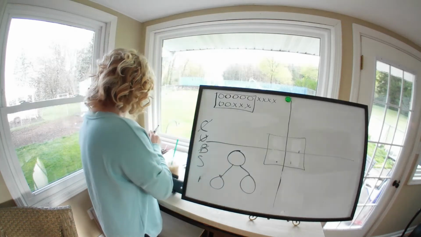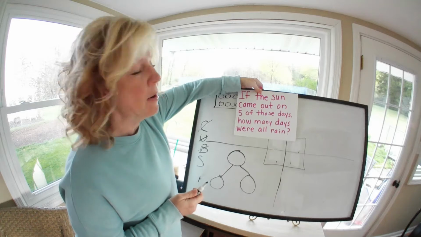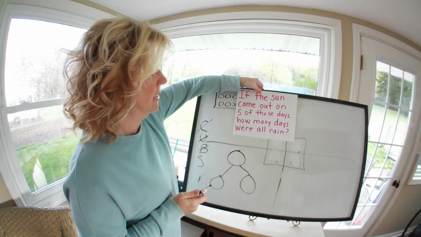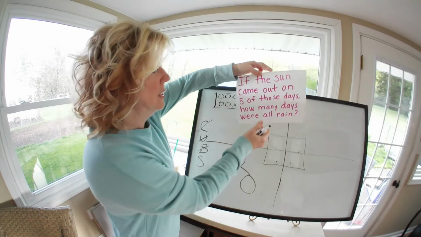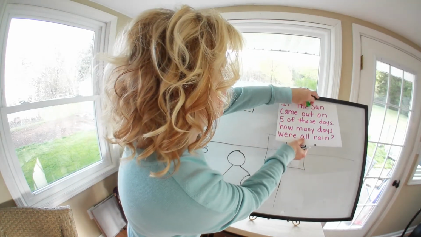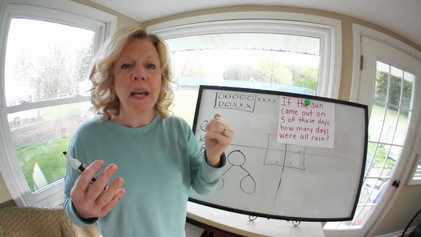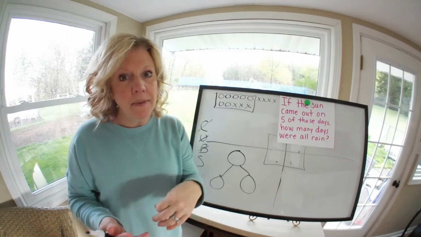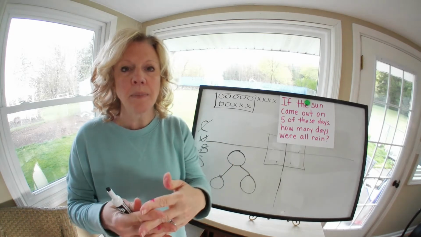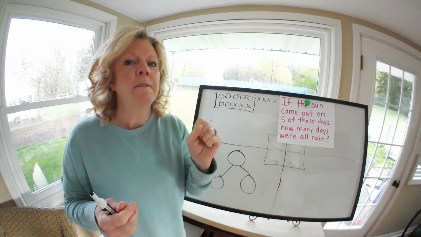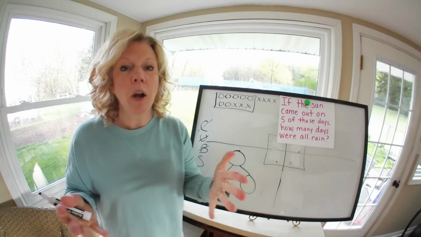So, here's the next part of it. It says, if the sun came out on 5 of those days, how many days were all rain? So let me keep this up there for you for a moment. We just figured out that we had 7 days in March, 7 days in April. You just told me that it's together 14 days. So now I'm saying to you, if 5 of those days were sunny, how many were all rain?